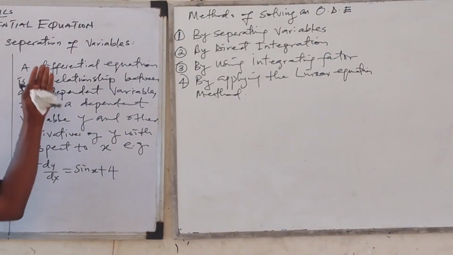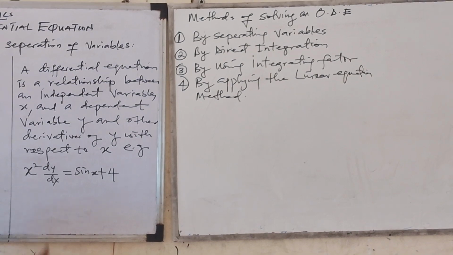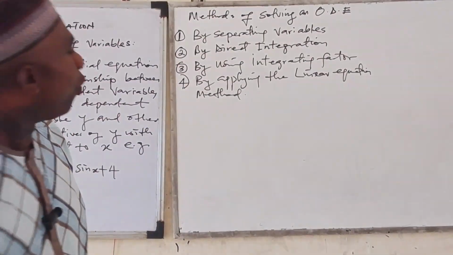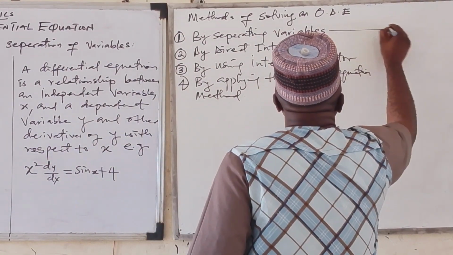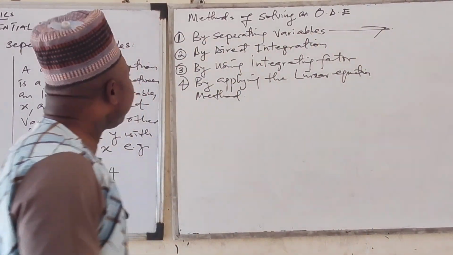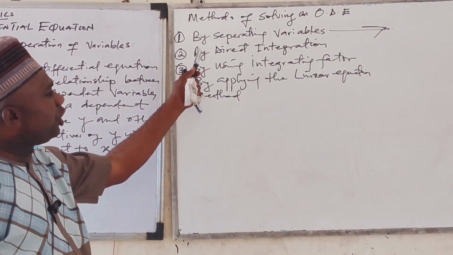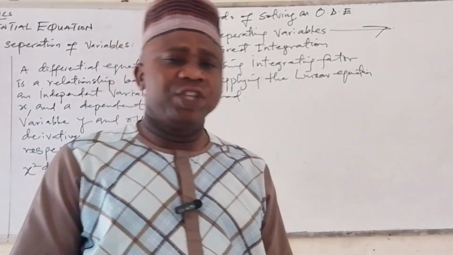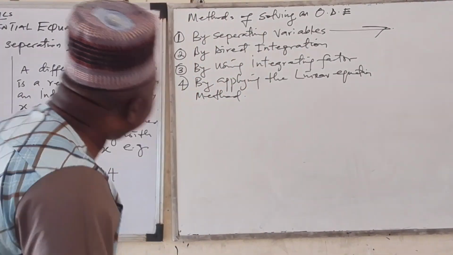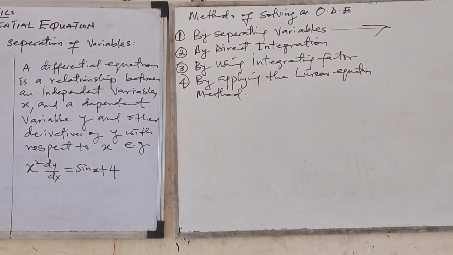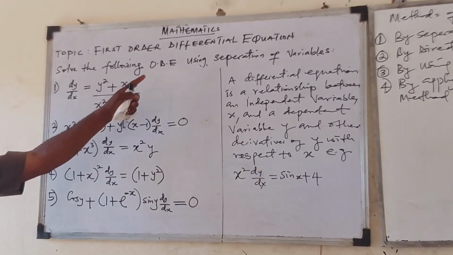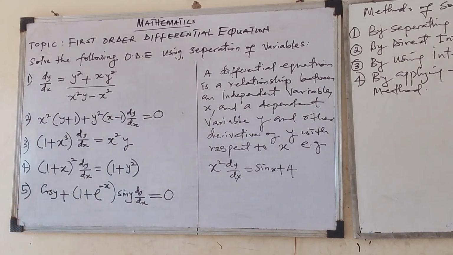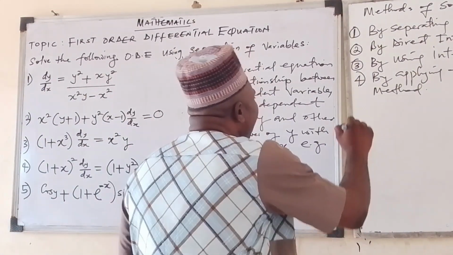Now we have seen the different methods of solving ODE, and of course the definition of a differential equation. So we are going to be looking at method number one, that is applying the separation of variables method. So now we have some questions here. Now we're asked to solve the following ODE using separation of variables. Now let's look at question number one.